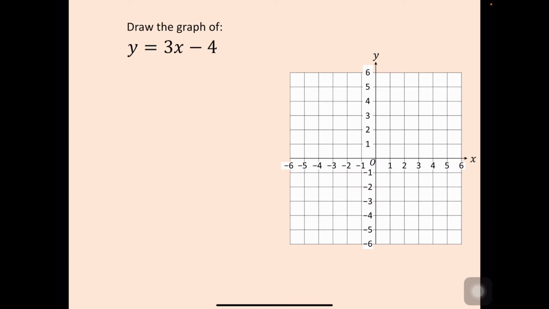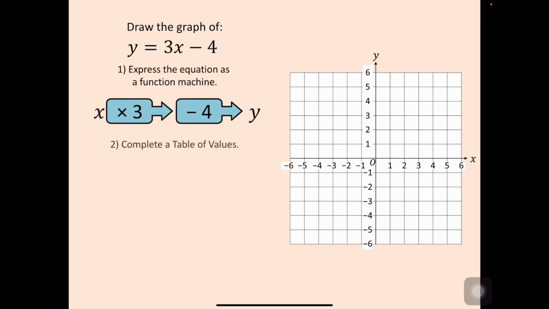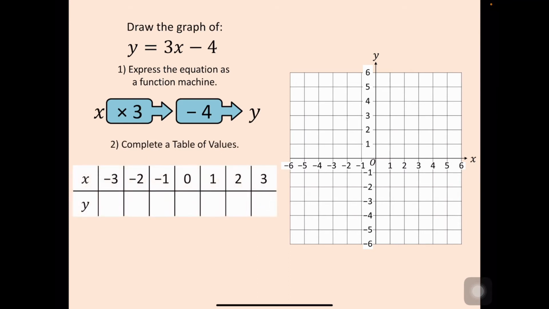Draw the graph of y equals 3x take away 4. So again, two operations are taking place. We're multiplying by 3, then we're taking away 4. Negative 3 multiplied by 3 is negative 9. Negative 9 take away 4. Use a number line if you can't do this in your head. We're starting at negative 9. We're going 4 to the left on our number line, so we end up at negative 13. So that will be negative 13.